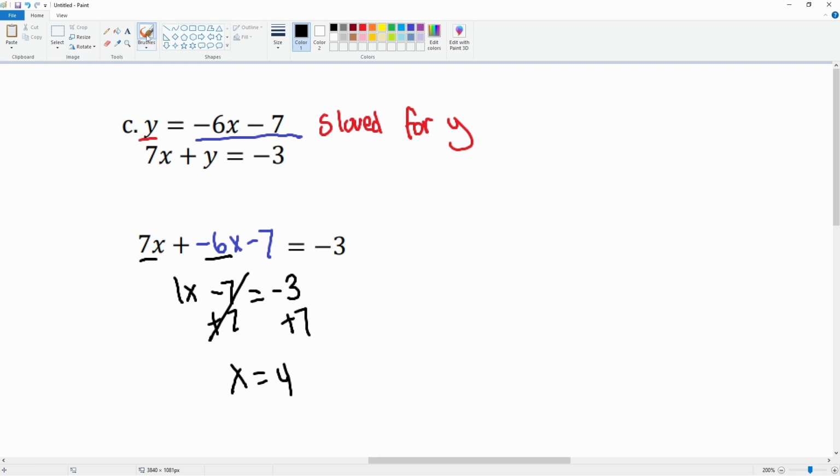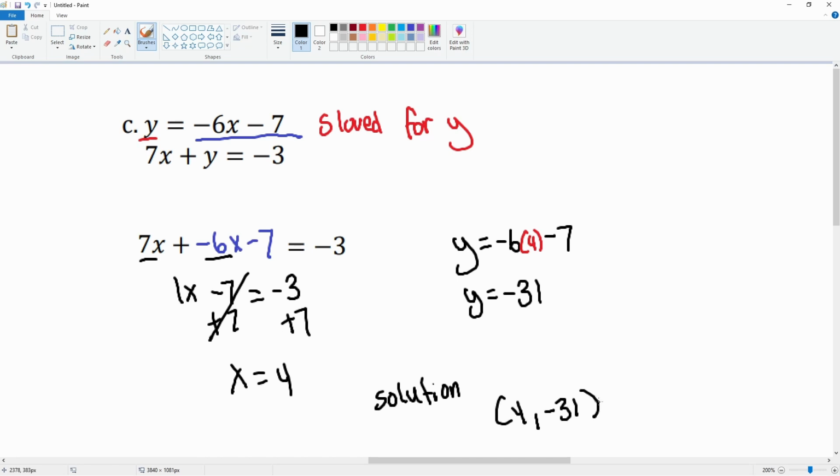Now I can use one of my original equations. So I'm going to use y is equal to negative 6x minus 7. Take out the x. Plug in the value here of 4. And do that. y is equal to negative 6 times 4 minus 7. You can use a calculator. Negative 6 times 4 is negative 24 minus 7. That is negative 31. So the solution here would be the point (4, -31).